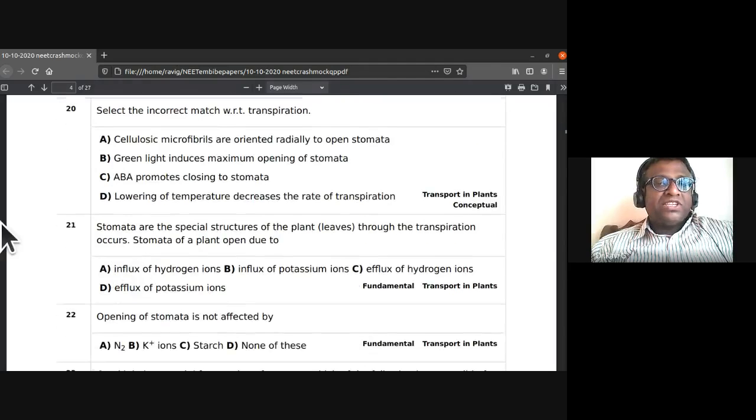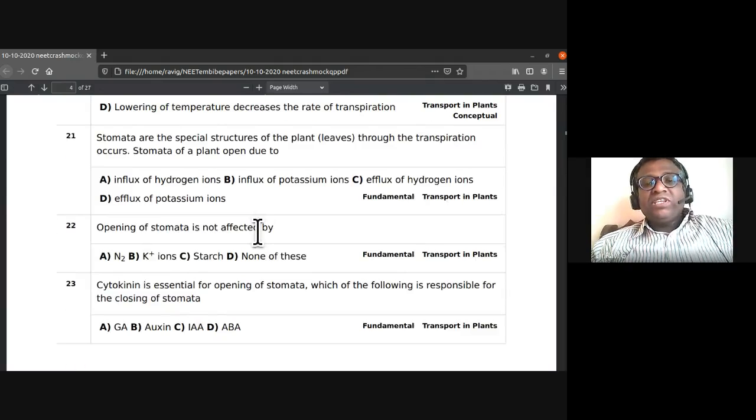Select the incorrect match with respect to transpiration. So which is the incorrect match with respect to transpiration? So cellulosic microfibrils are oriented radially to open stomata. Green light induces maximum opening of stomata. ABA promotes closing of stomata. Lowering of temperature decreases the rate of transpiration. So green light induces maximum opening of stomata is a wrong statement. So 20th B is a wrong statement.